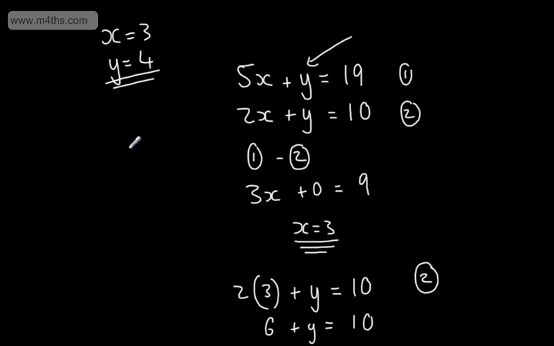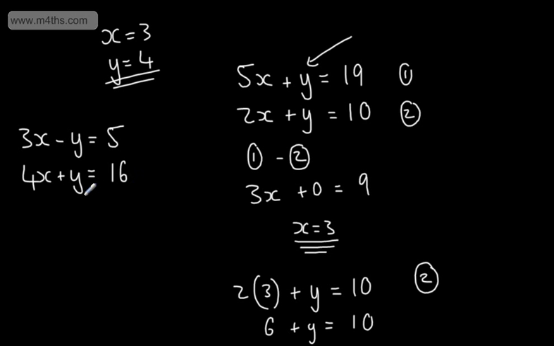So let's look at another one here. If I had now 3x minus y, what's that going to give me? Well, 3 lots of 3 is 9, minus 4. That's going to give me 5. Let's do another one. Let's say I've got 4x plus y. So what's that going to give me? That's going to be a total of 16.